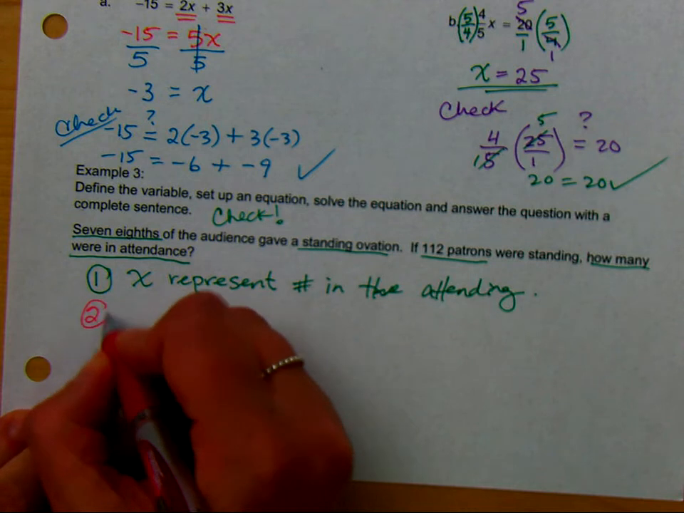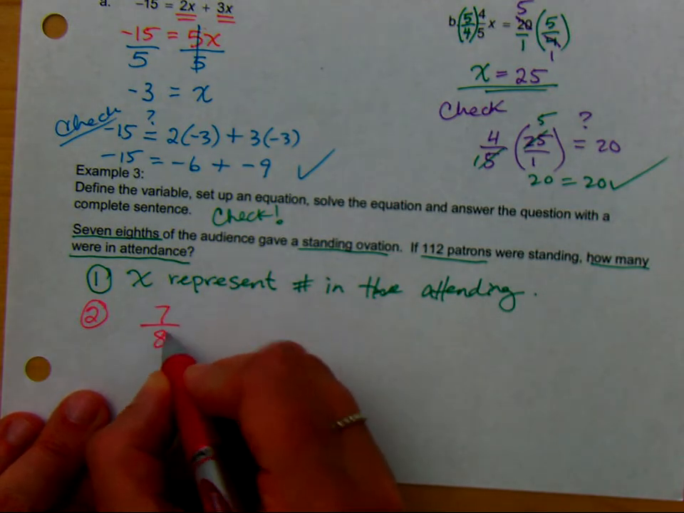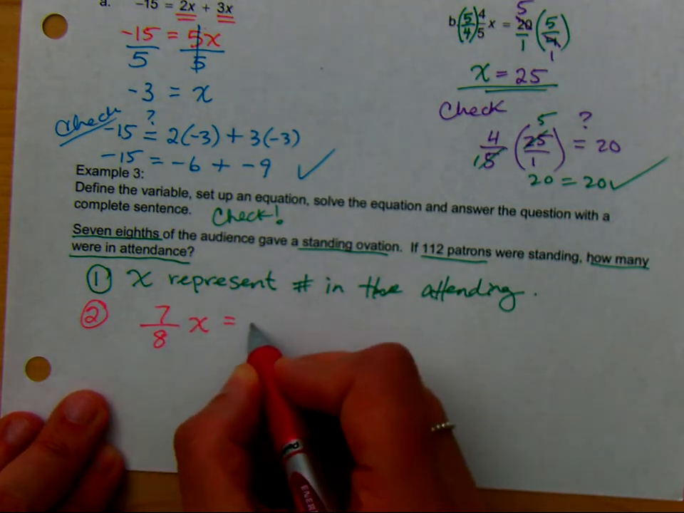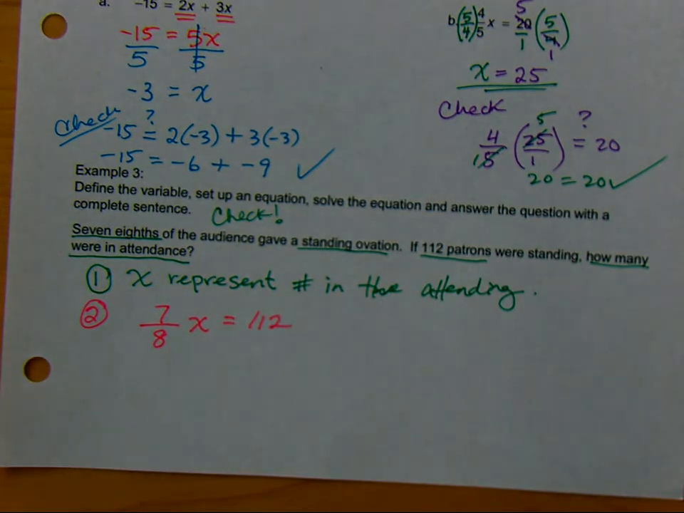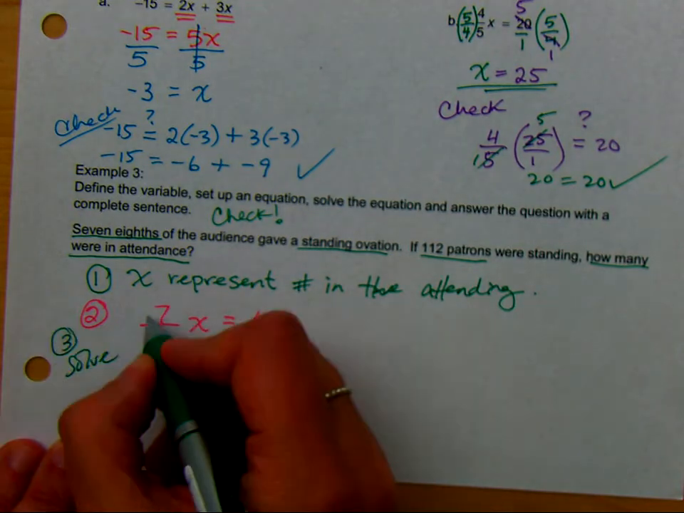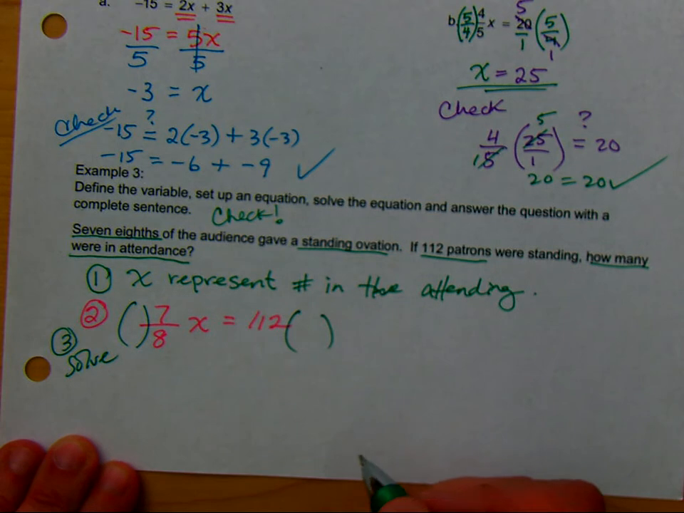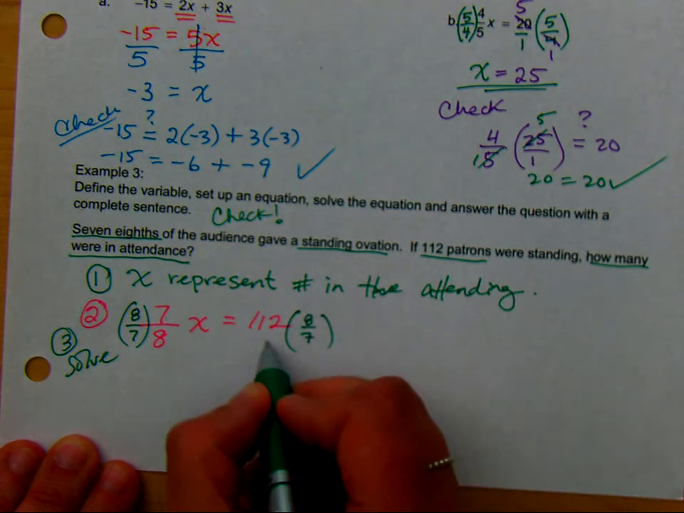How would you write an equation for this? 7/8 of the audience is giving the ovation. Isn't it like this? 7/8 of X equals 112. Do you see how I got that equation? 7/8 of the audience. Okay? And how would I solve this? Step 3, solve. What am I going to multiply both sides by? 8/7. Good. 8/7, because that's the reciprocal.